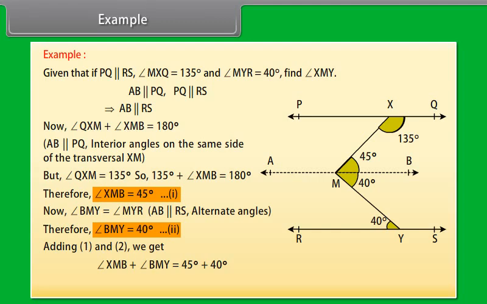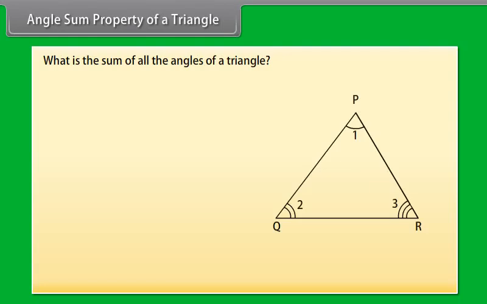Now, angle QXM plus angle XMB is equal to 180 degrees, as AB is parallel to PQ and these are interior angles on the same side of the transversal XM. But angle QXM is equal to 135 degrees.